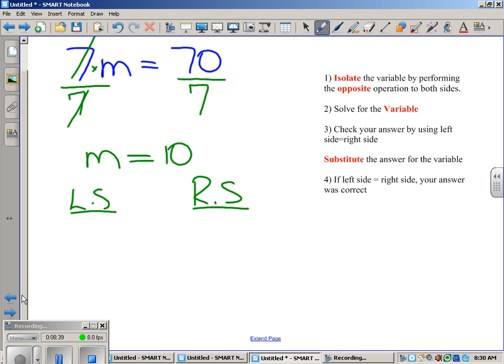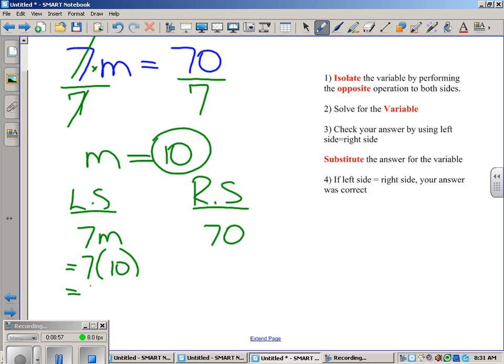Please remember when you're doing this that you have to go back to the original question, and my original left-hand side was 7m. My original right-hand side was 70. Take your answer that you got, 10, and substitute it for the variable down here. We show substitution by brackets. 7 times 10 is 70.